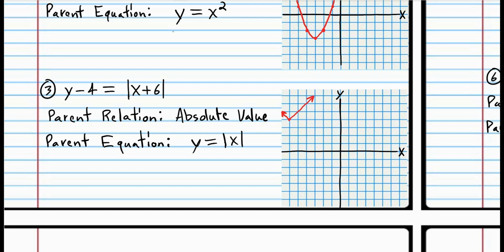But if you were to draw the parent graph first, just to demonstrate, you don't have to do this, but I'm just going to do this so you can see what's going on. This is the parent graph that's on your library of relations. And when you translate, when you add 6 to x, you move the whole thing 6 units to the left and 4 units up. All right, so that's how that works. But you don't have to do that.